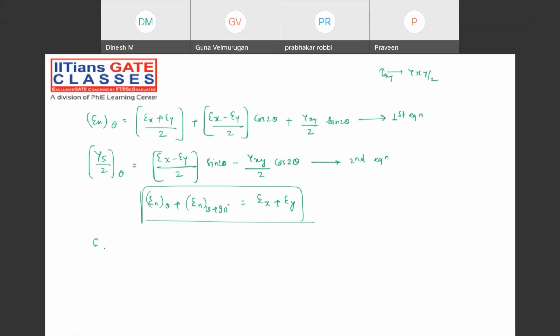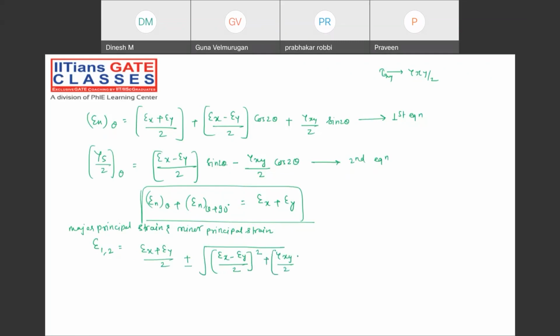And again, the major principal strain and minor principal strain values you can calculate by using the same formula. You can calculate them by using this particular formula, which I'm telling you right now: epsilon x plus epsilon y by 2, plus or minus the square root of epsilon x minus epsilon y by 2 whole square, plus gamma xy by 2 whole square.